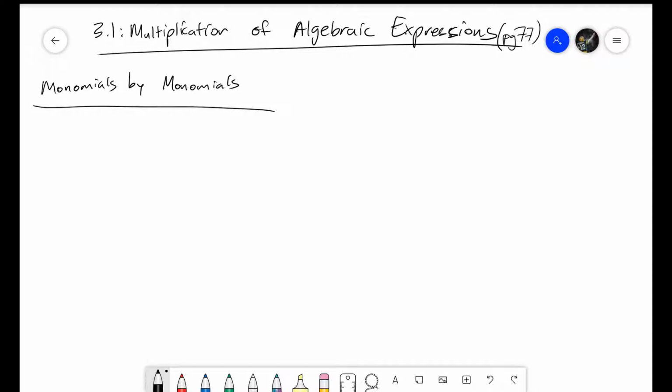So for example, if you're multiplying x cubed times x to the fifth, this would be x to the 3 plus 5, which is equal to x to the 8th. Or y squared times y to the 8th would be y to the 2 plus 8, to be y to the 10.